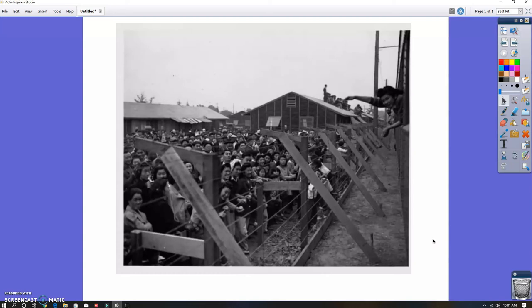They were prisoners. And it was messed up. A lot of these people had been here for a long time. A lot of them were born in America. They were Americans, but since they were of Japanese ancestry, they were held against their will.